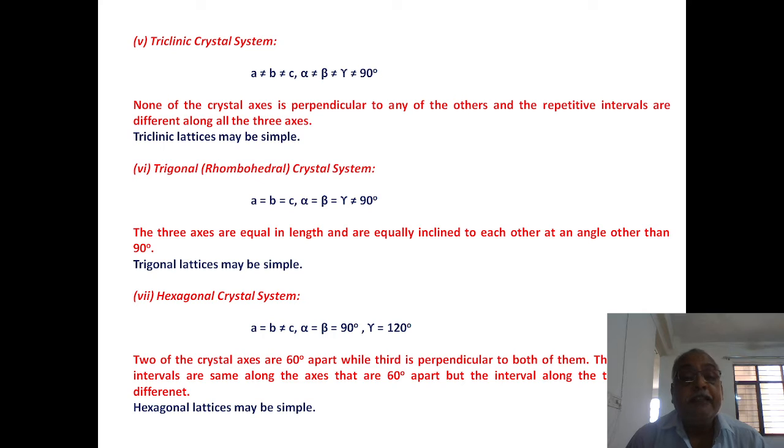ट्राइक्लिनिक crystal system, a is not equal to b is not equal to c. Alpha, beta, gamma are not equal to 90 degree. None of the crystal axes are perpendicular to any of the others and repetitive intervals are different along all the 3 axes. ये सिंपल क्रिस्टल में पाया जा सकता है.